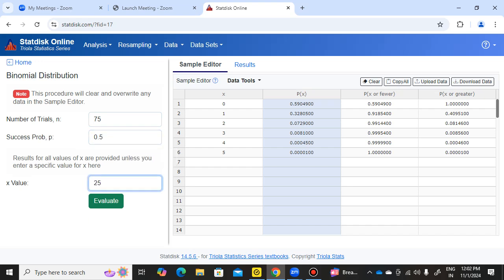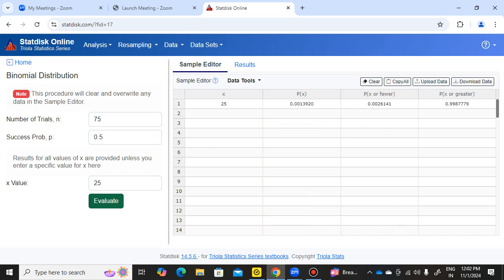So we're going to put in 25. We get probability of 0.0013920. Then we can check 30, and we're going to get probability of 0.02069662. And then we're going to check 55, and we get 0.0000213.